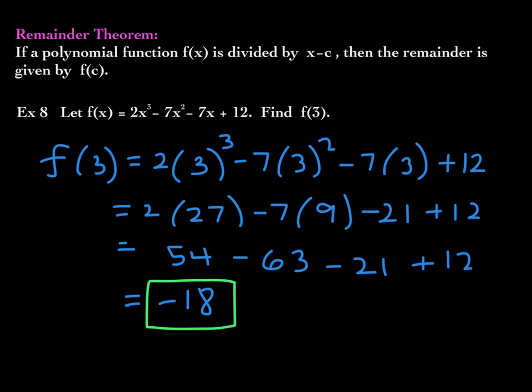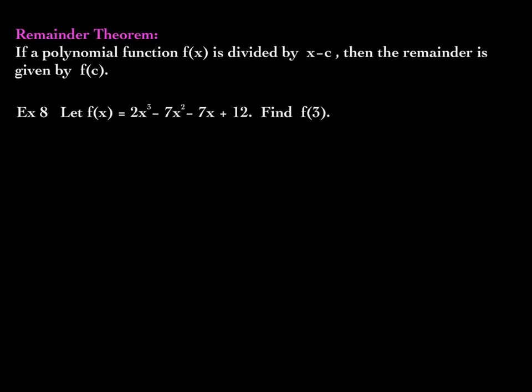Now, let me show you that the remainder theorem says that a polynomial function, when it's divided by x minus c, then the remainder is f of c. So if I use synthetic division, the remainder of my synthetic division will be the same as f of c. You're going to see that I can use synthetic division, and the remainder will be negative 18. So let me actually do this. Let me get rid of this for you, and then use synthetic division.